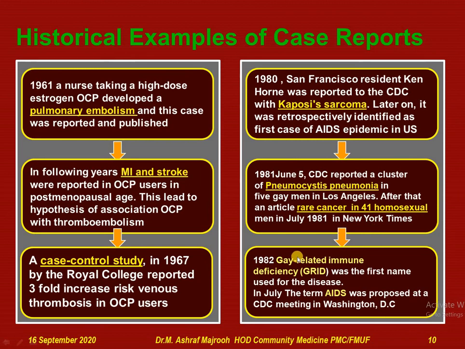and this led to the hypothesis of AIDS. And the other landmark in 1982, gay-related immune deficiency syndrome, GRID, was the first name of the disease now known as AIDS. In July 1982, the term AIDS was proposed at a CDC meeting in Washington, D.C. So these are the historical examples where a case report has led to very important exploration of epidemics and disease causation.